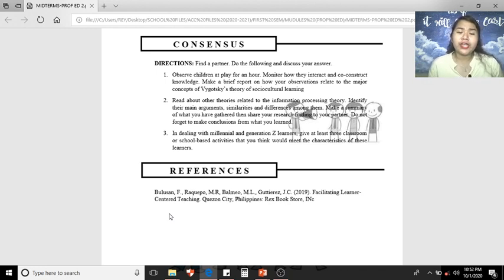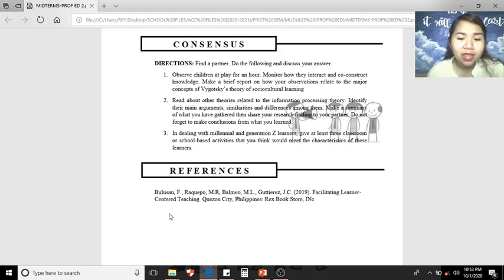Number 2, read about other theories related to information processing theory. Identify their main arguments, similarities, and differences among them. Then you are to make, ito yung pinakagagawin nyo. So magbabasa kayo ng mga articles or theories na related sa IPT. Then gagawa kayo ng summary of what you have gathered. Then share your research finding with your partner. Then do not forget to make conclusions from your reading. So isa summary nyo na. Okay? Then still, with your summary, sa last part is your conclusion.